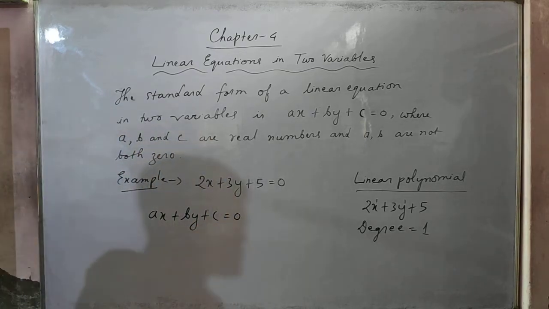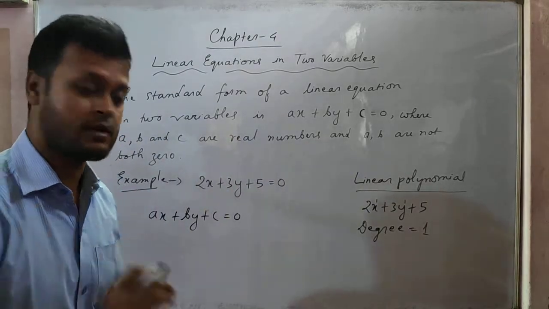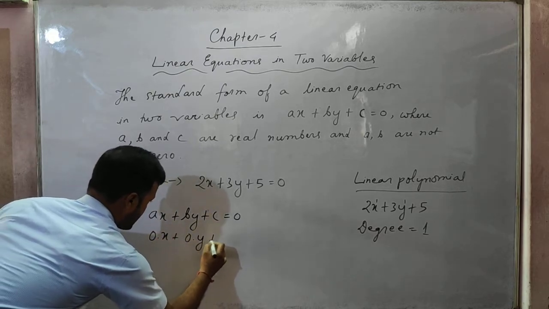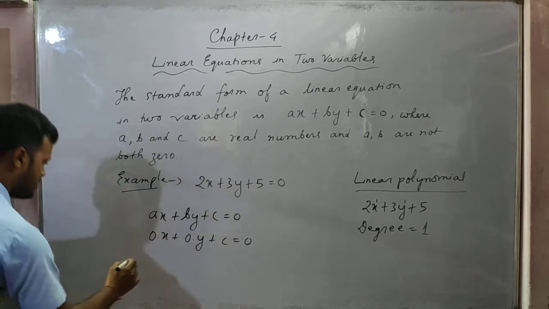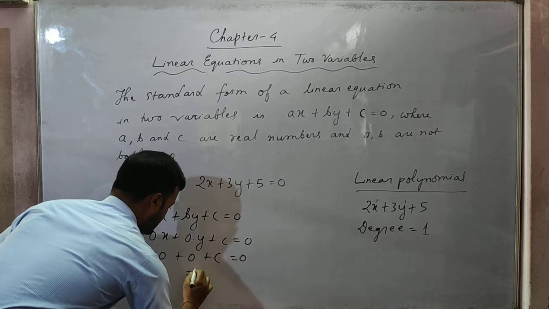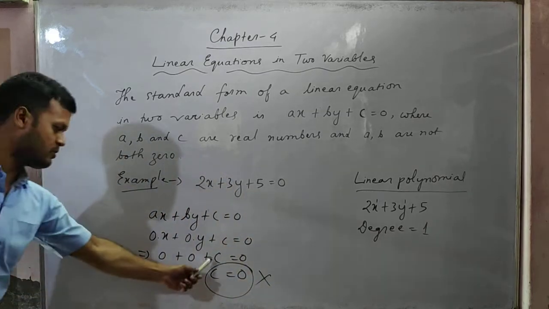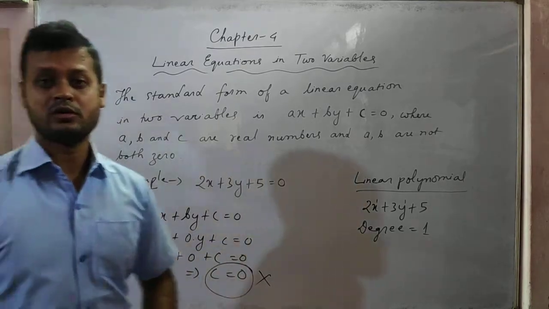If both become equal to 0, then what will happen, students? If both a and b are equal to 0, then 0 into x plus 0 into y plus c is equal to 0. So what will remain? No variable will remain, isn't it? This will become 0, this will also become 0, then c is equal to 0. That means c is equal to 0. Then this is a wrong statement, isn't it? C is a constant number, no? Understood? So a and b both cannot be 0.